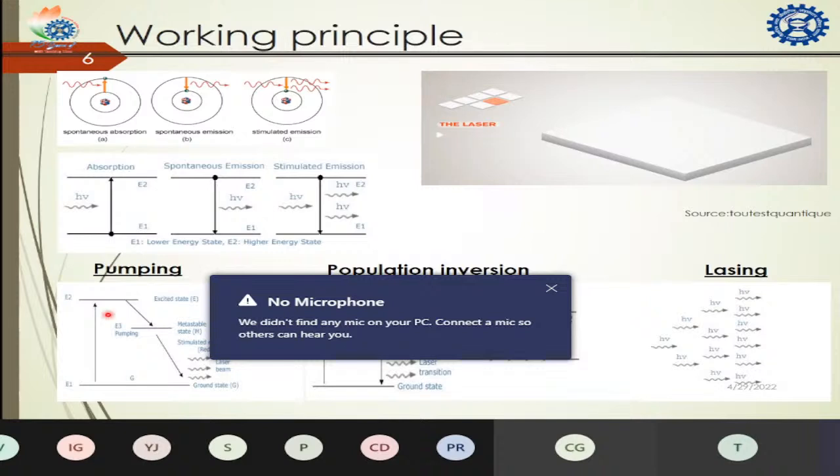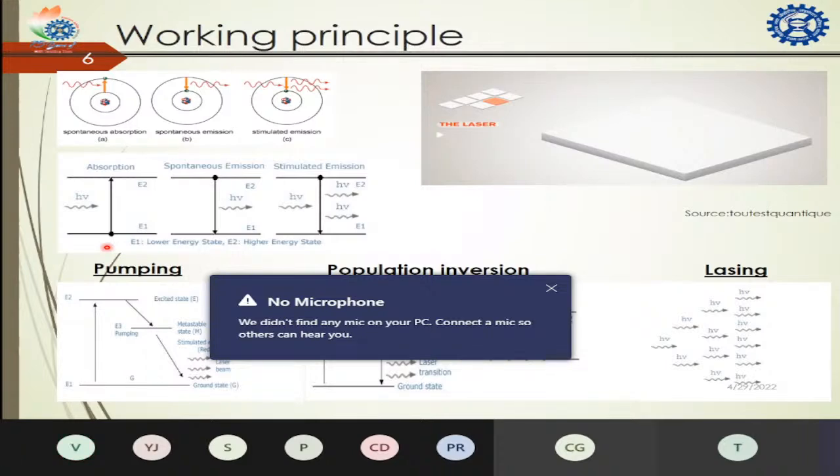Whenever energy strikes an atom, the electrons from the lower energy state move to the higher energy state. And how is that possible? That is only possible when an amount of energy equal to the difference between these two energy levels, E2 minus E1, strikes the atom, so that the electrons move up to the higher energy state.